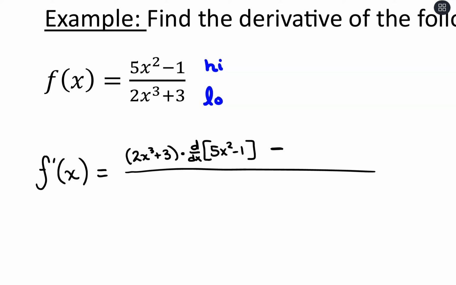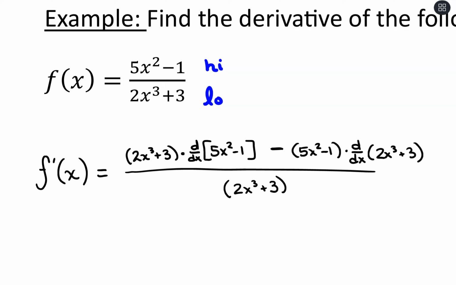And then we're going to go minus high d low. So 5x squared minus 1 times d low, so the derivative of 2x cubed plus 3. All over low low, which is taking that 2x cubed plus 3, staying in the denominator, and we're going to square it.